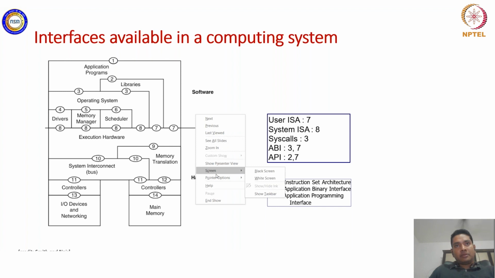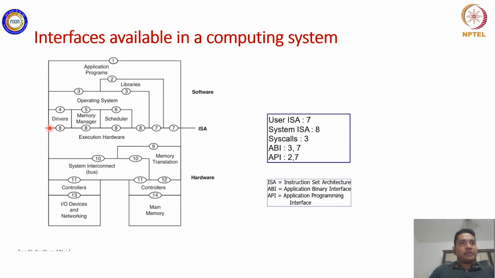I'll just enable the laser pointer for better visibility. So here you can see that ISA is in between, and beneath that we have the entire hardware stack. So you have execution hardware, memory translation unit, system interconnect bus, which is connecting to your controllers, main memory, and IO devices. And on top of that, you have this interface called ISA.